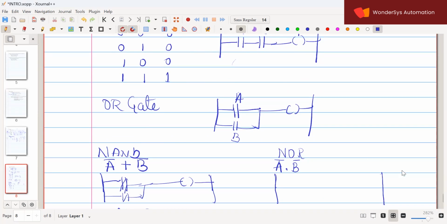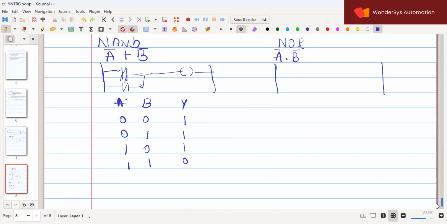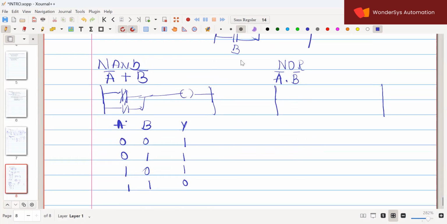Yes, ma'am. Now, this NAND gate is the complement of AND gate, correct? But when I take the expression of AND gate, it is A into B, since it is followed by a NOT gate, because the symbol of NAND gate is like this, the basic symbol. Here you will get A into B. When it is passed through NOT gate, you will be getting A dot B whole bar.